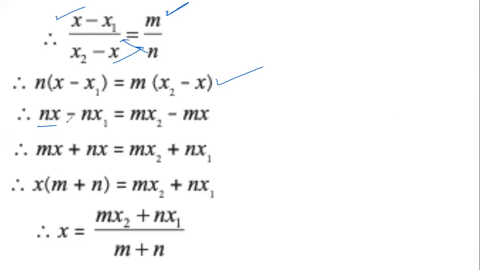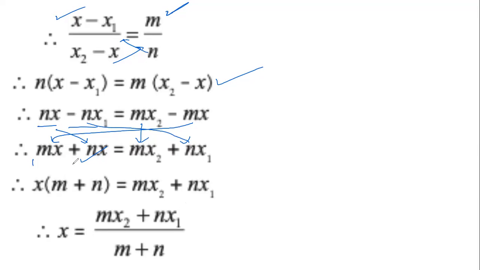So n into x is nx, n into minus x1 is minus nx1. Similarly, mx2 minus mx. Now, if we keep x's on one side and other things on the other side, because we want to find x, we will keep the nx as it is, and we will move the mx to the nx side. So minus mx will become plus mx. And we will keep everything else on the right hand side. So mx2 remains where it is, and minus nx1 moves from left to right. It becomes plus nx1.